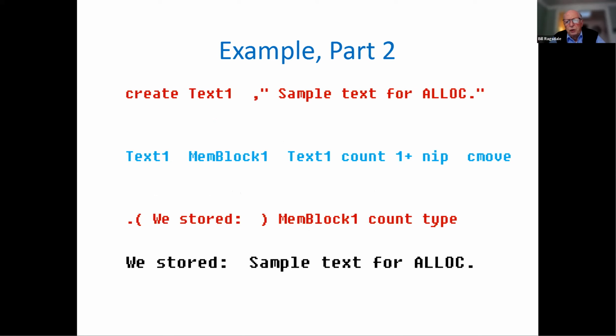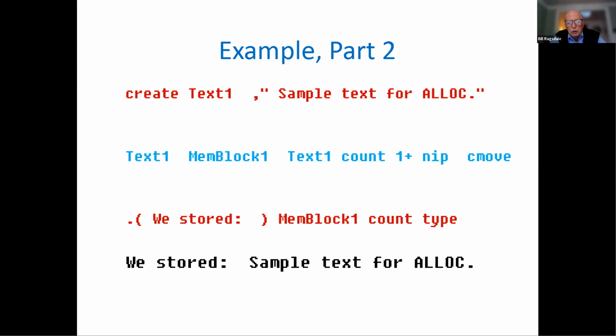This is an example of usage, very brief. In this case, remember, we have just created a block of 1024 bytes and named it memblock1. I take that back. In this case, we're creating a string, text1, and that string just says "sample text for allocation." The next sequence is placing that into memory. So the first thing we do is we designate text1, that is the memory source. Memblock1 is the destination.